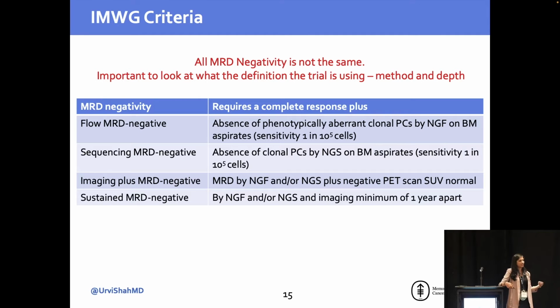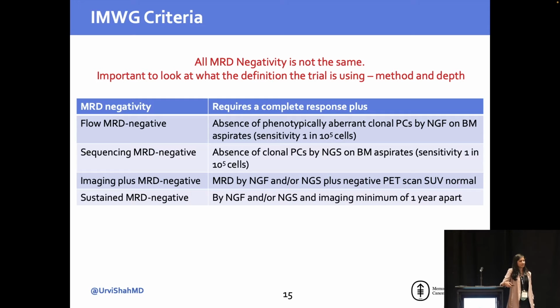The next one is sequencing MRD negative, and this is like the ClonoSeq or Adaptive that you see sometimes on reports, and that is a different kind of MRD negativity. And the IMWG criteria talks about MRD negativity being 1 in 100,000 cells. So some of our tests are more sensitive than that.